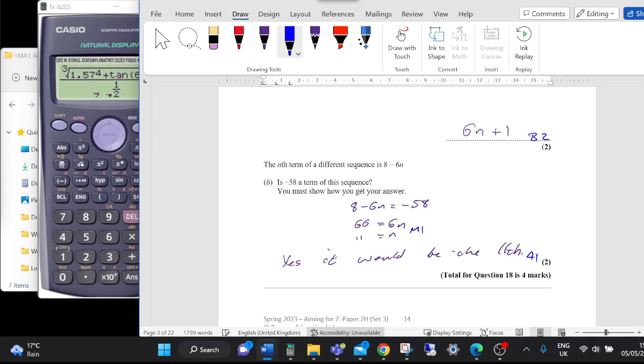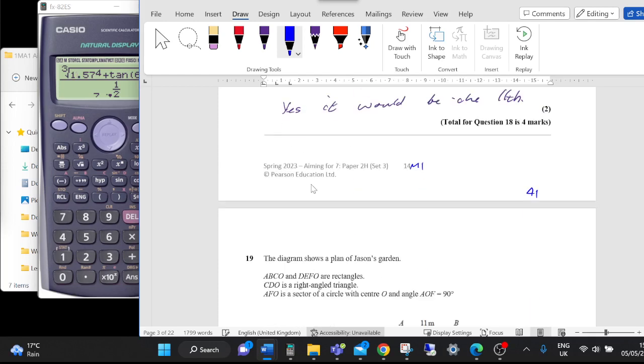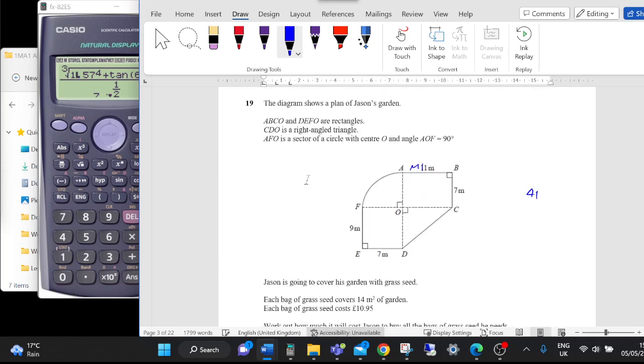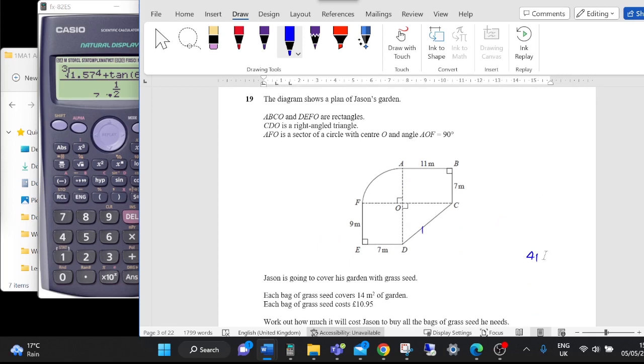Right, question 19 then. Oh, I'm scrolling my 2 values, which I don't want.